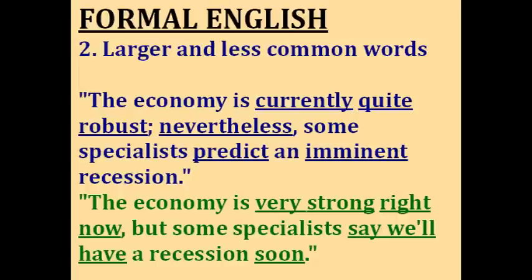Now, I've underlined the words that are different. You can see that in the more formal sentence we say currently, and in the less formal sentence we say right now. The words quite robust are also very formal, and those can be translated into the words very strong. That's the less formal equivalent. And then we have the words like predict and imminent, which translate to say we'll have. We have we will, which is talking about the future. That's the predict. And soon is the equivalent of imminent.